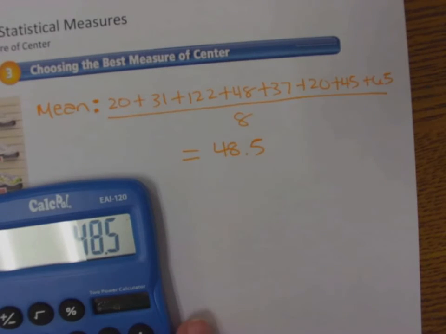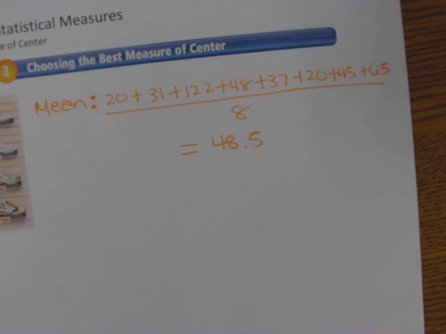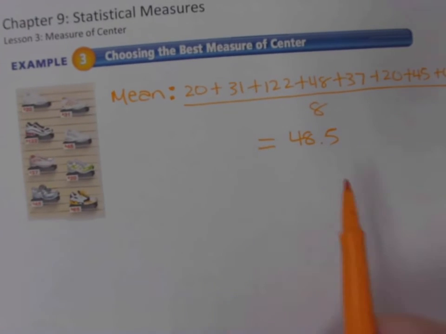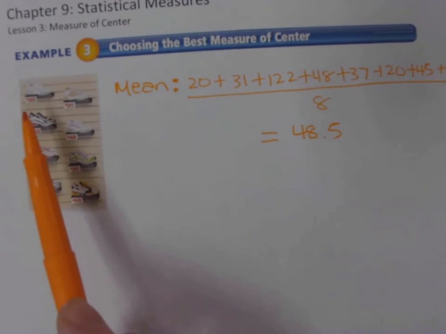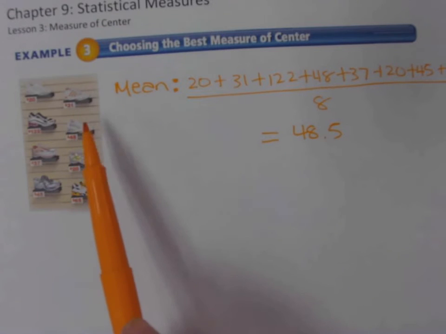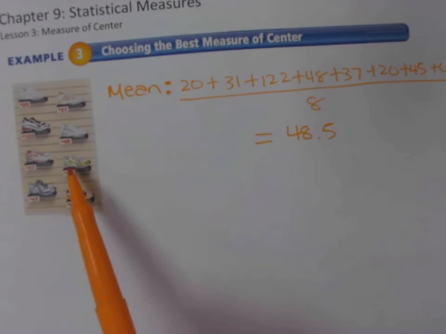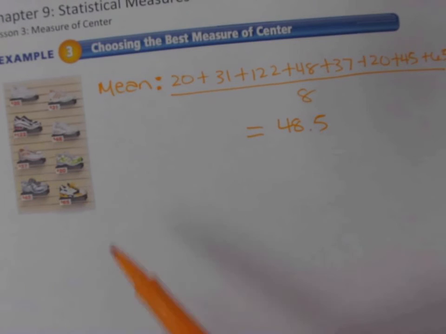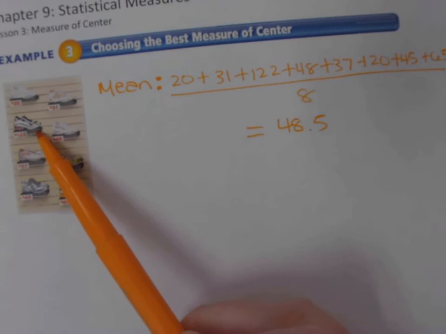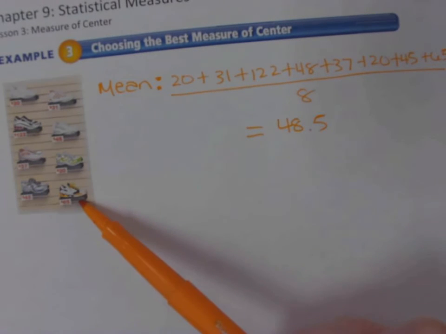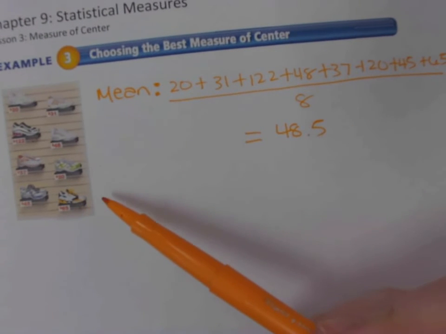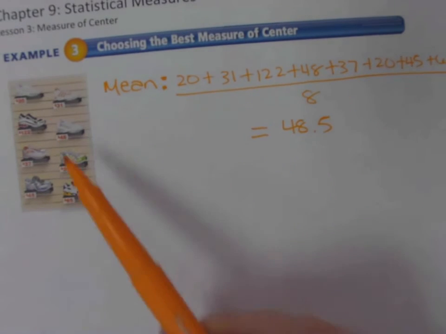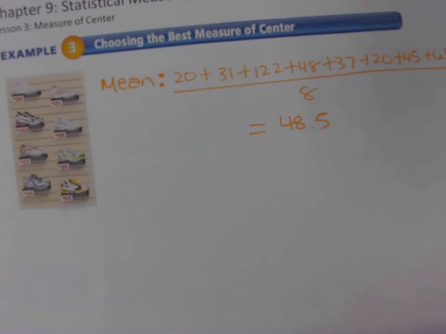So just looking at that mean right there, I can already tell that that is not going to be the best representation of our data, because 48.5 is larger than most of our data here. It's bigger than the 20, the 31, the 48, the 37, 20, 45. The only ones it's smaller than are the $122 and the $65. So I would say this is not the best representation of the price of the shoes, because this would actually be more expensive than most of the shoes on this left-hand side.